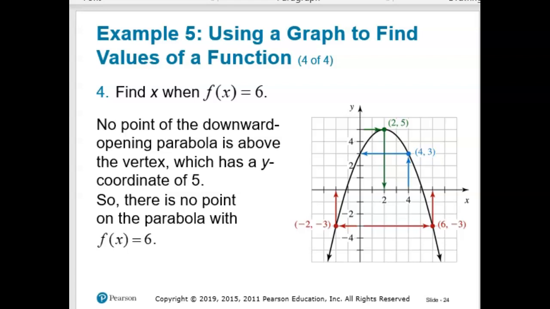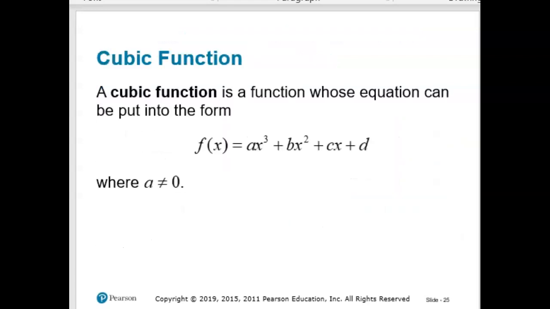Now find f of x when it is equal to 6. If you go up the y-axis to 6, you'll notice that there's no points on the graph that will touch the parabola. They are non-existent. So there are times when you can say that it is undefined or non-existent for a value to be a part of the function.